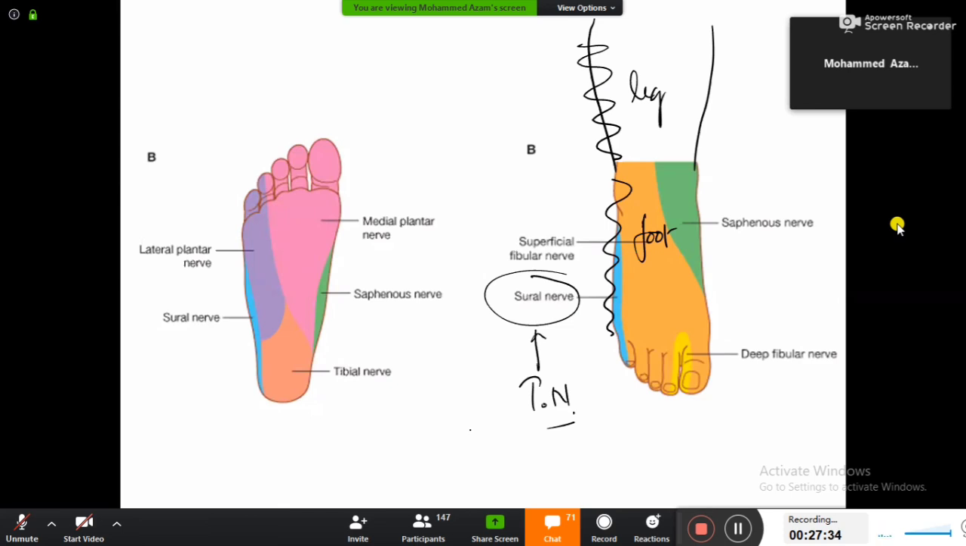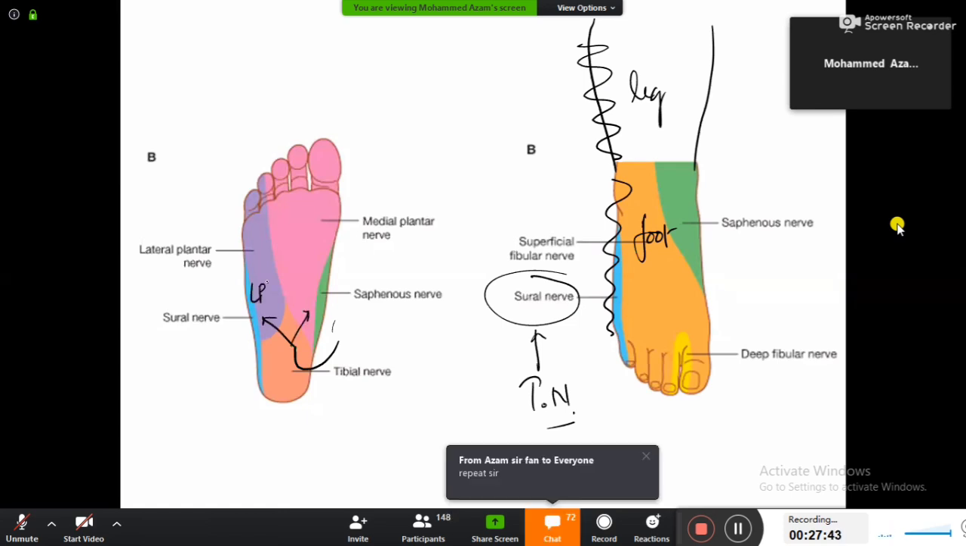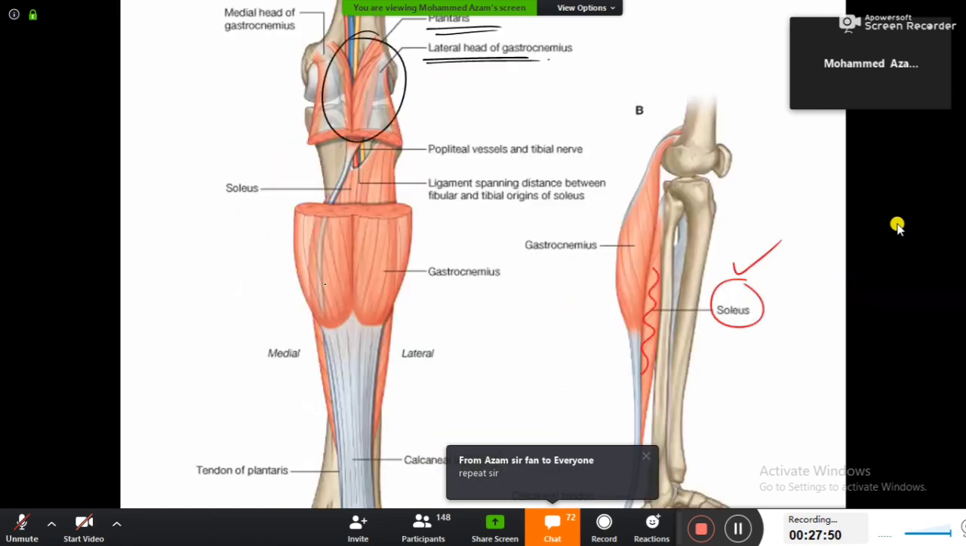And not only that, the tibial nerve is going to enter into the foot. And after entering into the foot, the tibial nerve is dividing into two branches. One will be the lateral plantar nerve and another one is the medial plantar nerve. What do you want me to repeat, sir?